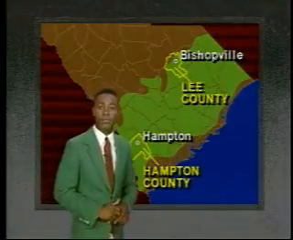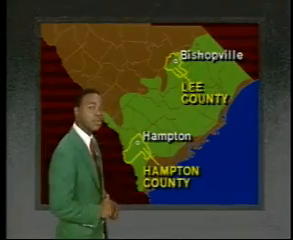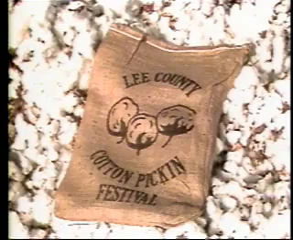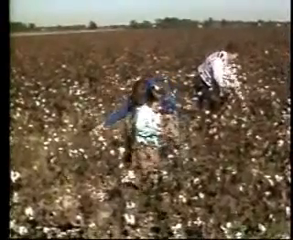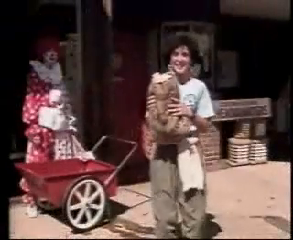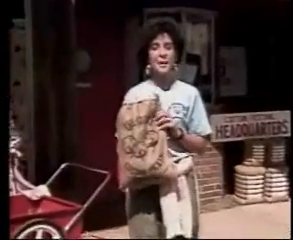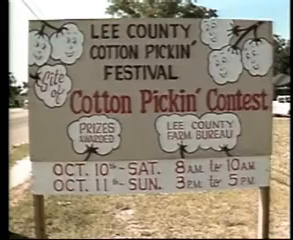Cotton is still an important factor in Lee County's economy, and each October they celebrate the Cotton Picking Festival in Bishopville. Cotton is still king in Lee County, and each year on the second weekend in October in Bishopville, people celebrate the Lee County Cotton Picking Festival as a salute to the number one crop in the county.